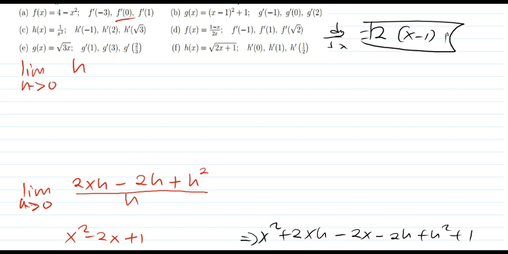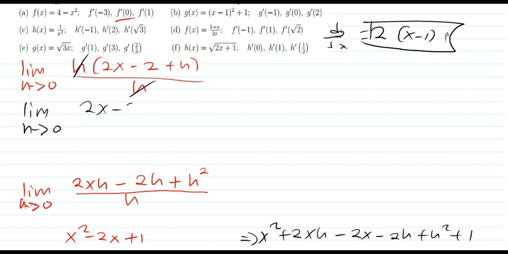Okay, so I'll say h, here I'll have 2x, then here I'll have 2. Here I'll have h, over h. h and h can go. Now I have limit as h approaching 0, 2x minus 2 plus h, sorry. Let's plug in the values. We'll have 2x minus 2 plus 0. So we'll have 2x minus 2.